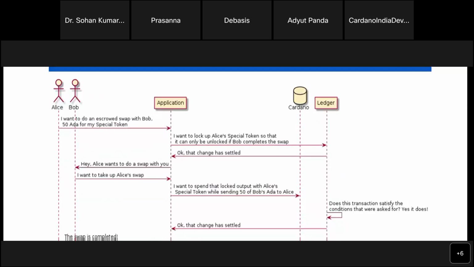Here you can see the diagram. There is Alice and Bob. They want to spend some ADA, some money, suppose. Talk about that ADA. ADA is what? Cardano. What is ADA? It's the crypto for Cardano. Yes, sir. It is the currency of Cardano.